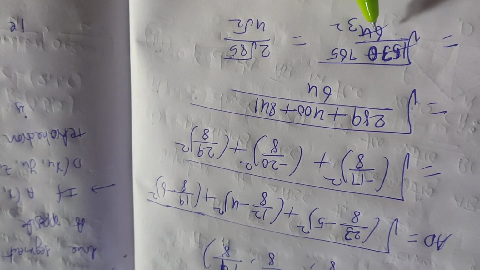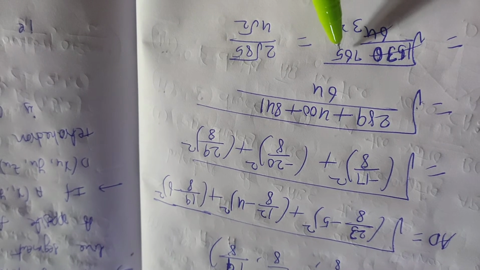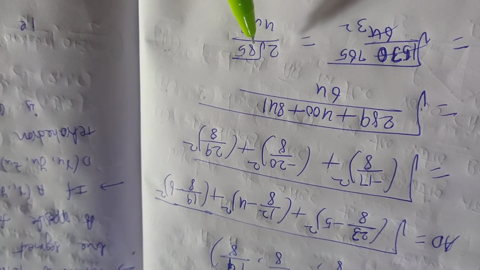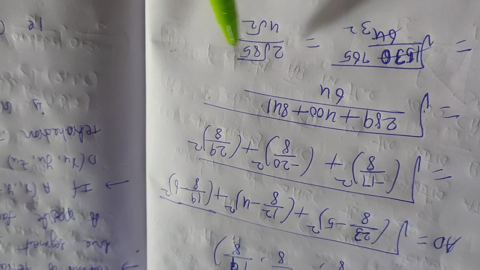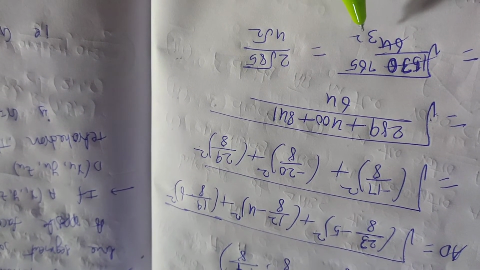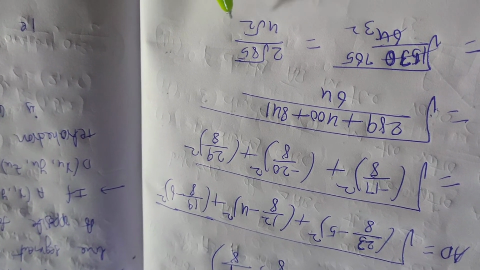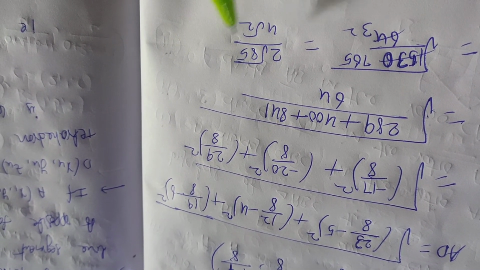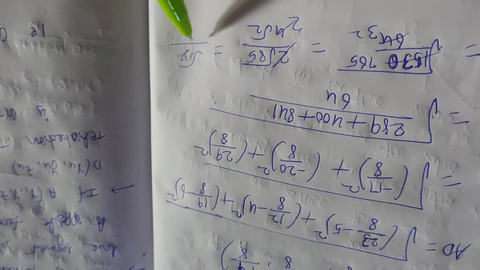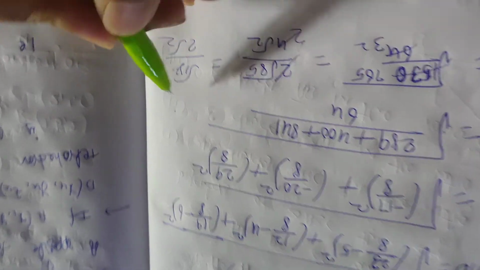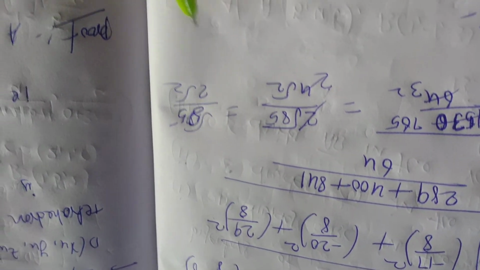In this, 2 is common. So denominator 32, numerator 765. 765 is nothing but 4 into 85. 4 comes outside, 2 root 85, by this 32 means 16 into 2, so 16 comes outside, that is 4 root 2. So the answer is 2 root 85 by 4 root 2. Simply, we can write it like this also: root 85 by 2 root 2. So this is also we can write.